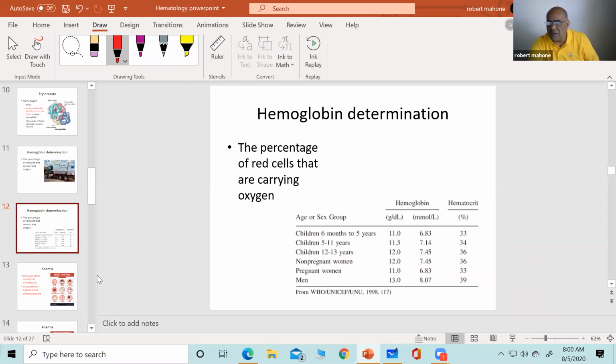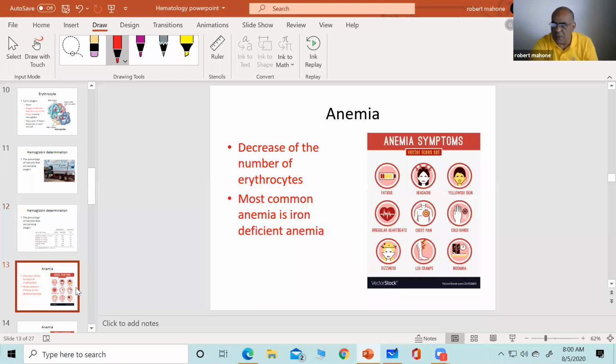All right, so let's talk about this thing right here. Anemia. A decrease in the number of red cells. You don't have enough. Why don't you have enough? The most common cause of anemia is iron deficiency. You don't have enough iron. You can't make them.